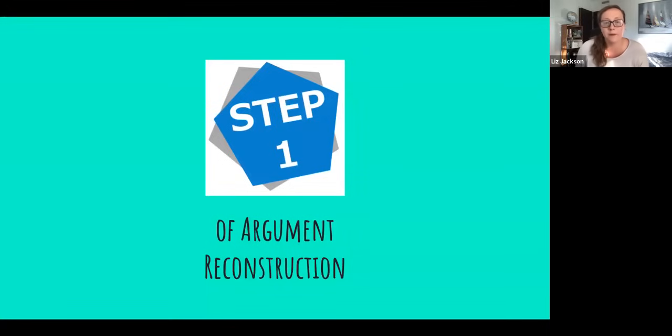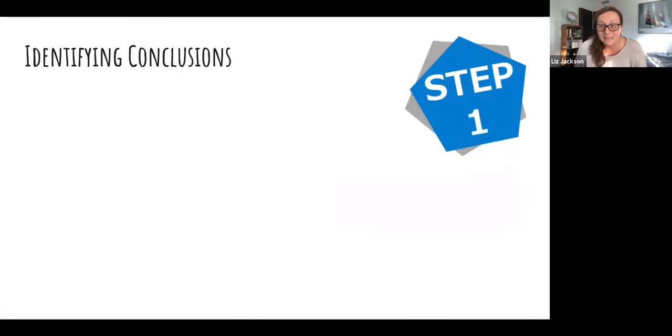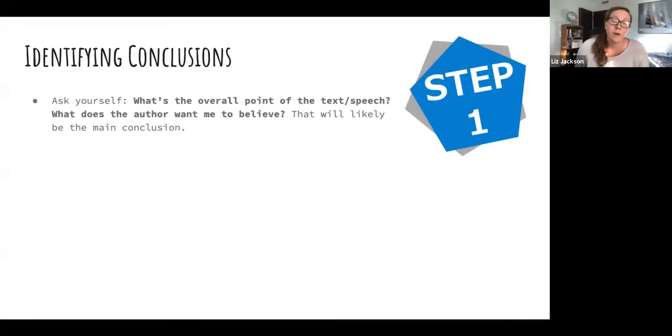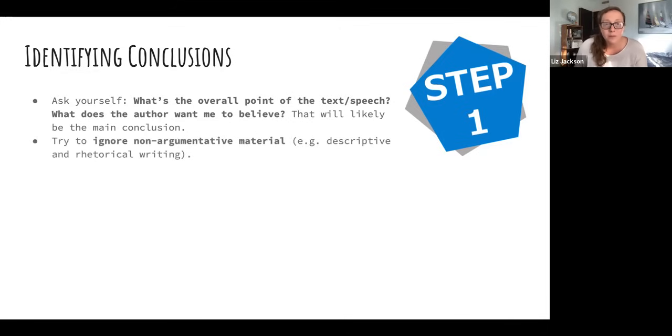Okay, so let's start with step 1. Step 1 of argument reconstruction is identifying conclusions. The main way you identify an author's main conclusion is you ask, what is the overall point of this text or speech? What is the thing the author is trying to get me to believe? Most likely, that's going to be the main conclusion. And in doing this, like we learned in the last video, you're going to want to try to ignore the non-argumentative material. So descriptive or rhetorical writing, especially when it's not relevant to the author's premises, you're going to want to ignore that, really hone in and focus on the argument.